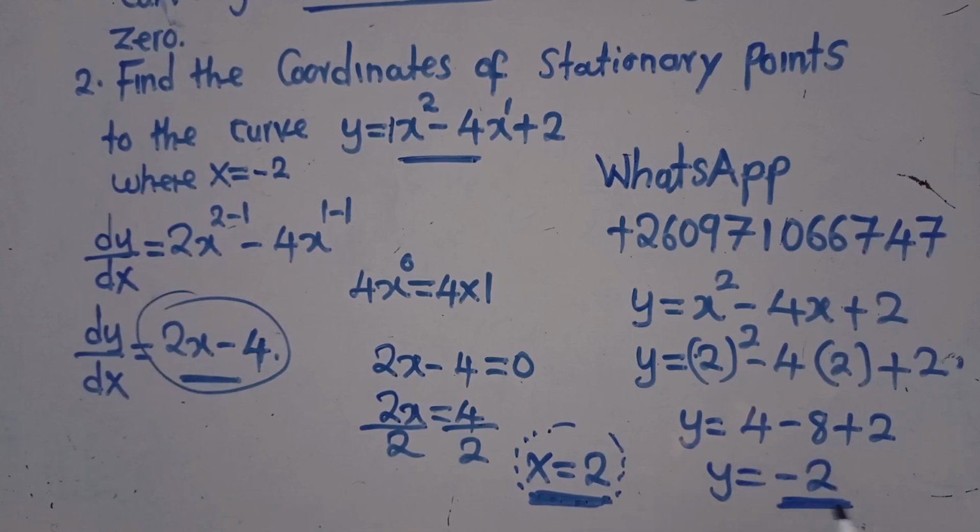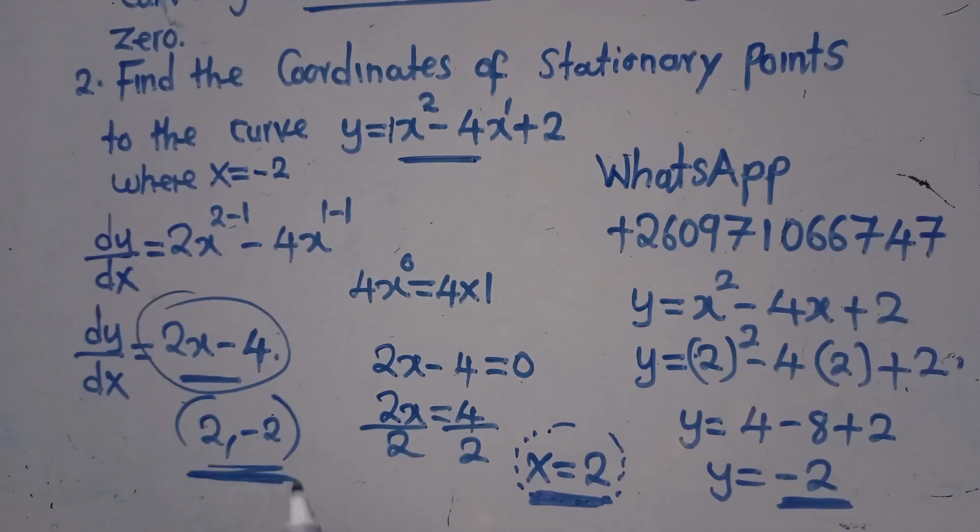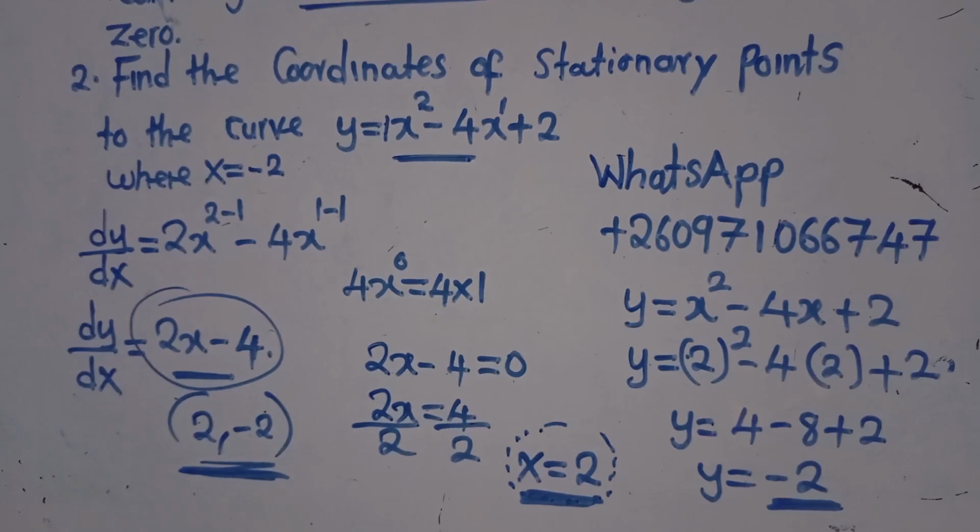So meaning the coordinates of the point are what? x is 2, y is negative 2. So therefore, this is your answer. This is the coordinate of the stationary point. Like this, you are done. These are the steps that you are supposed to do. These are things that you need to know and understand.